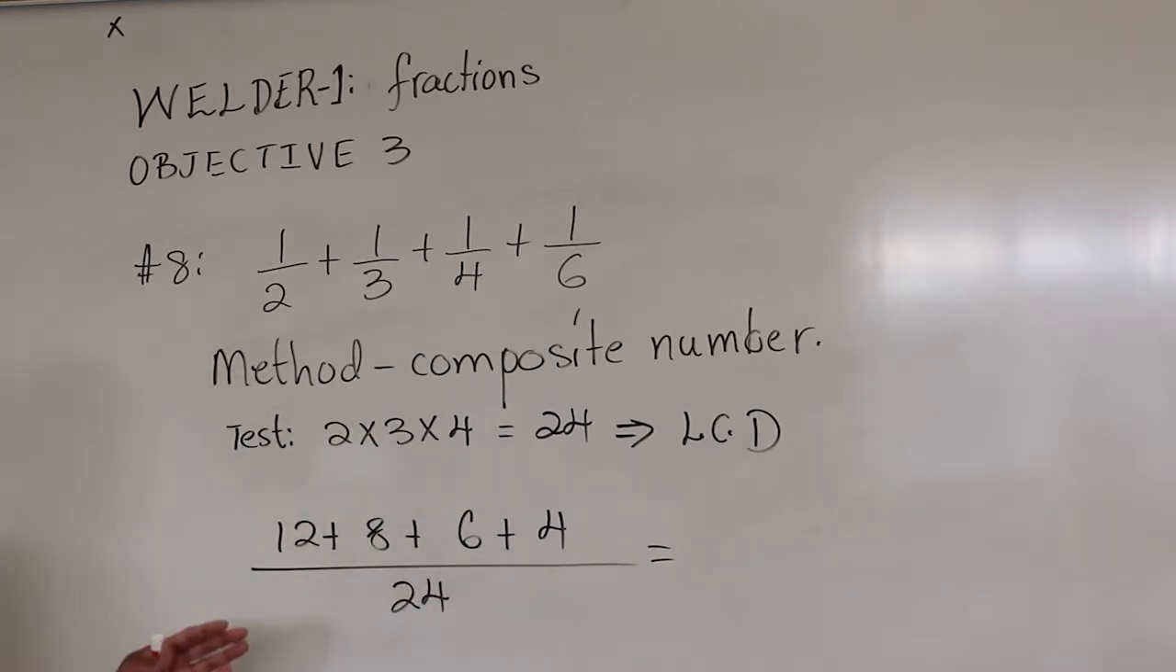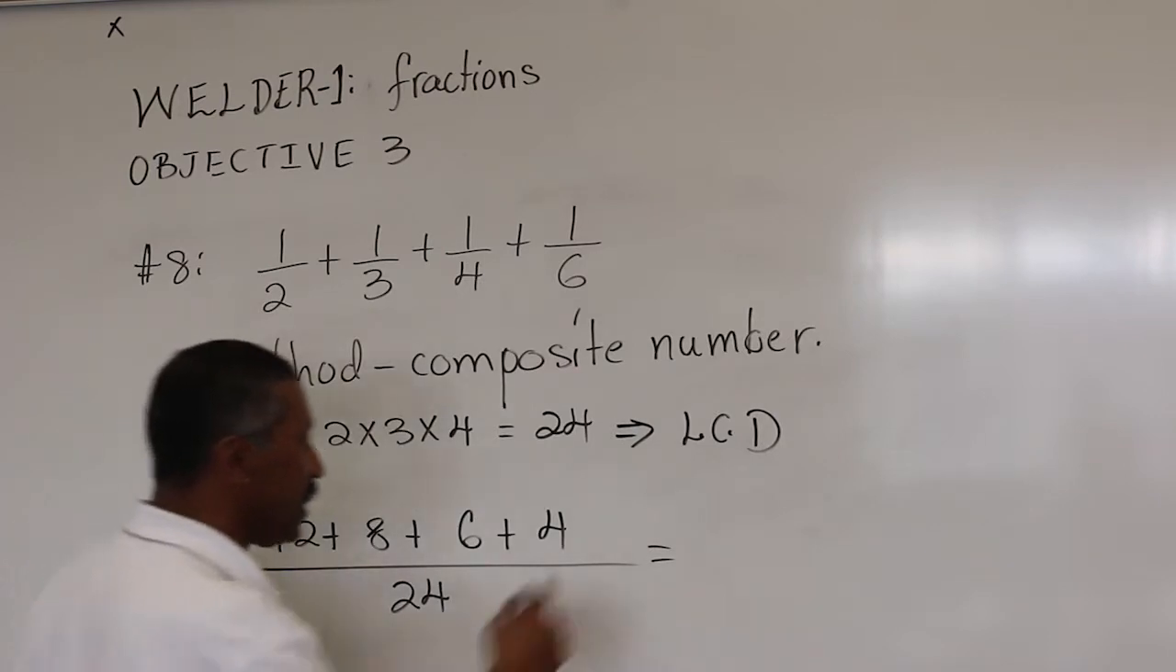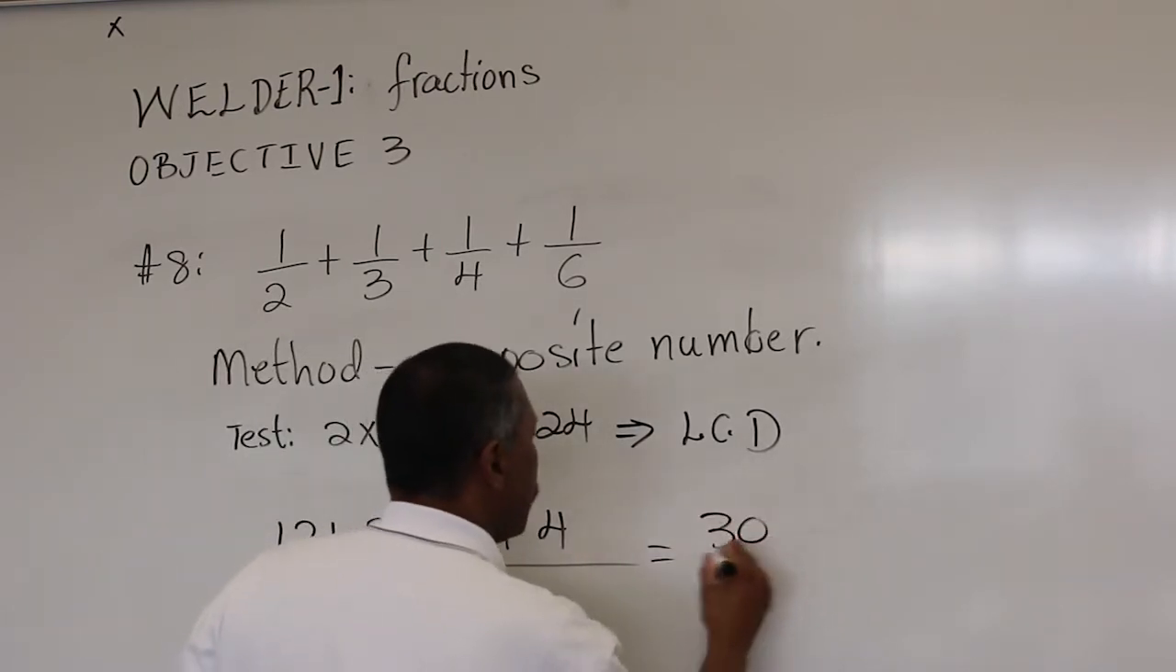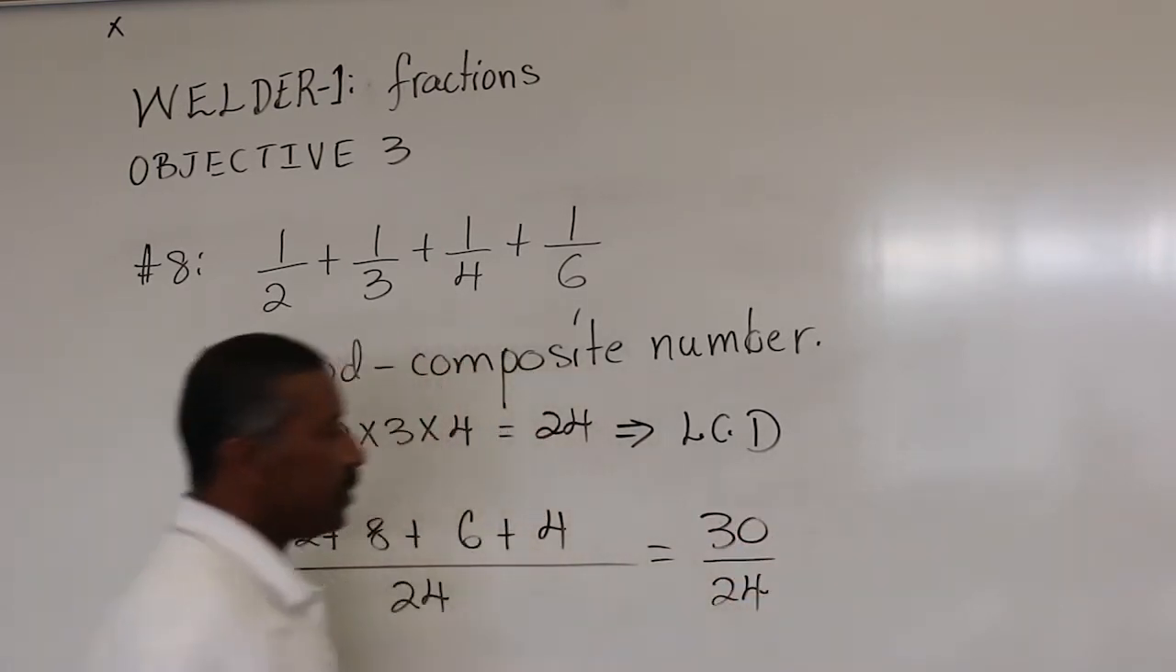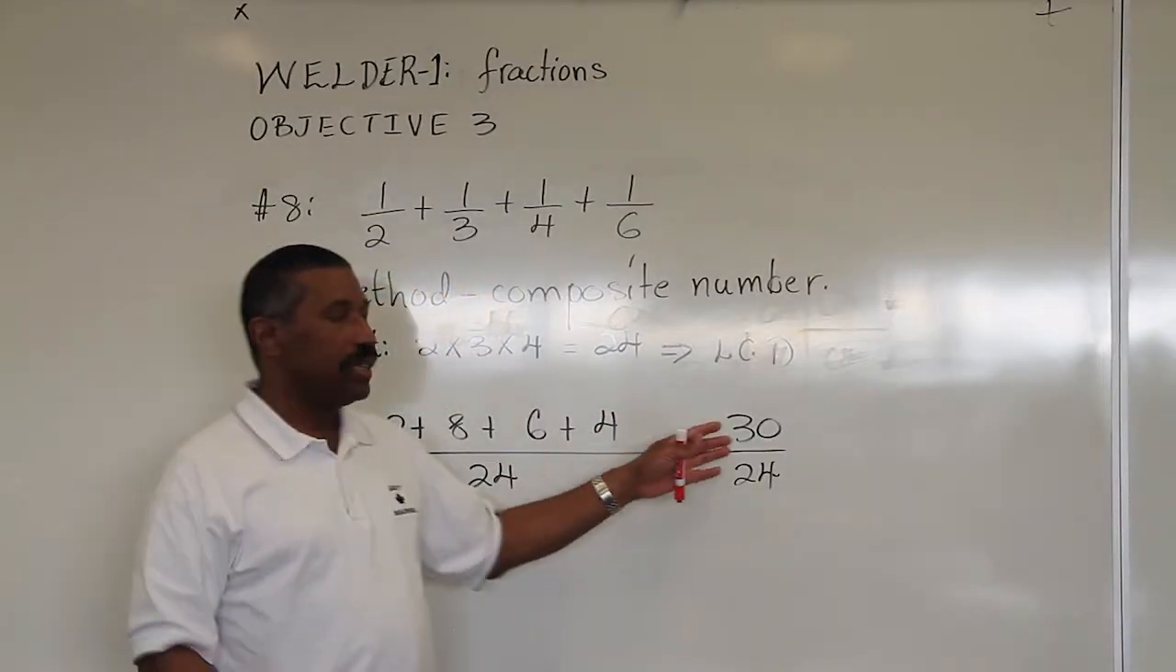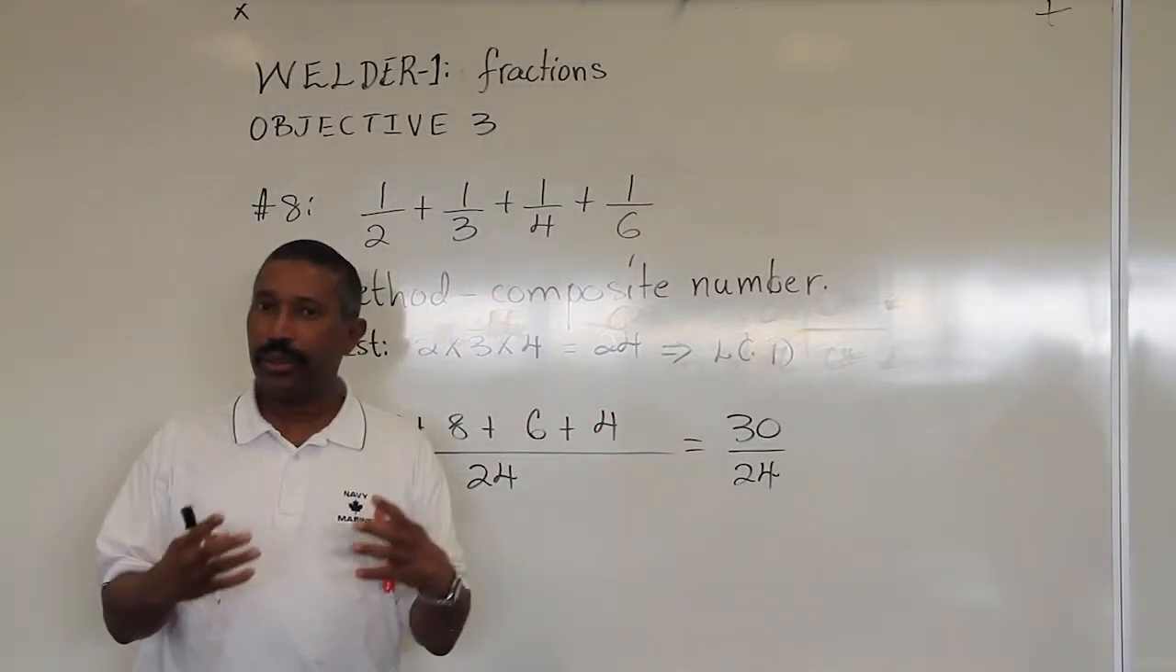And guess what? You add up all the terms in the top, or the numerator. So 12 and 8 is 20, and 6 is 26, and 4 is 30. So it becomes 30 over 24. Now you know that your instructors are not going to allow you to get away with that. 30 over 24, you can do something with it.